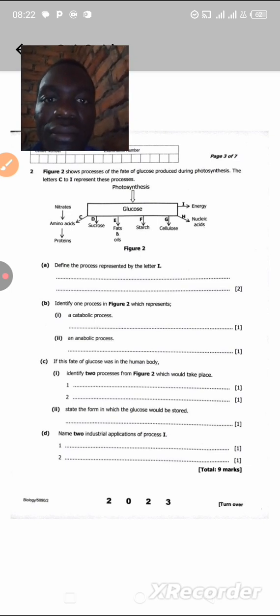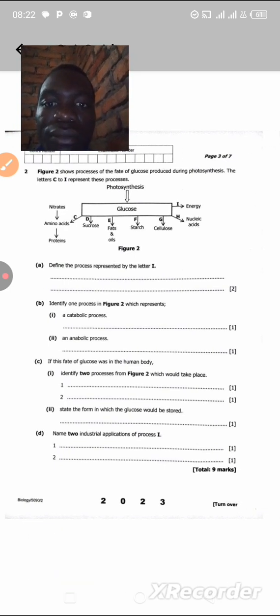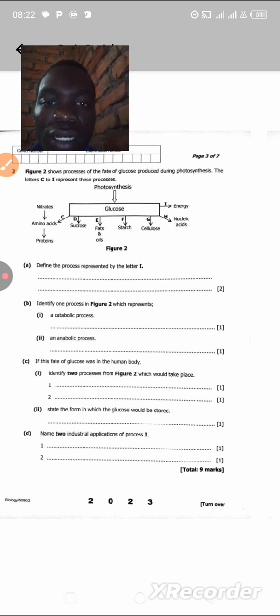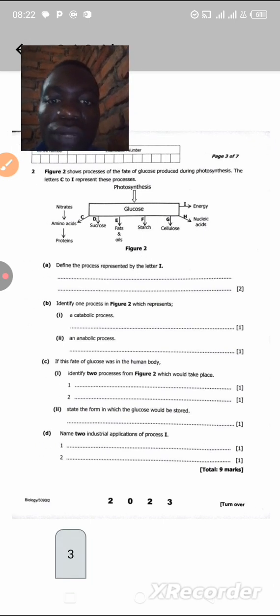This is done by what we call a condensation process or reaction. Almost all of these are done by condensation. Then we go to question C: if this fate of glucose was in the human body, 1. identify two processes from Figure 2 which would take place.